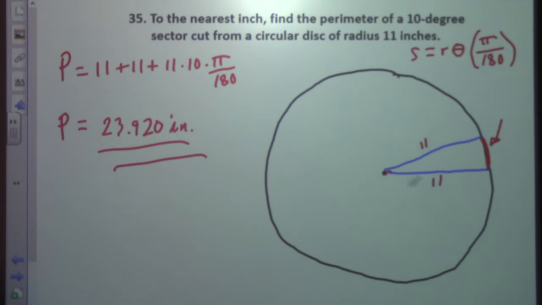Okay, does that make sense? So you've got our S here, and it's going to be 11 times that.